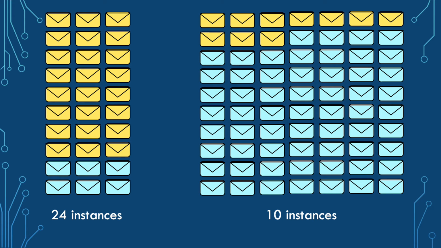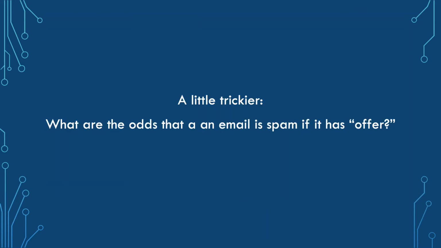Now, this should make intuitive sense, right? The odds of containing the word offer is much higher if you know it's a spam email versus if you know it's a ham email. However, this is not terribly interesting to us, right? This is reliant on the fact that we already know if the email is spam or not. What we really want to know is the reverse of the question. What are the odds that an email is spam if it contains the word offer?